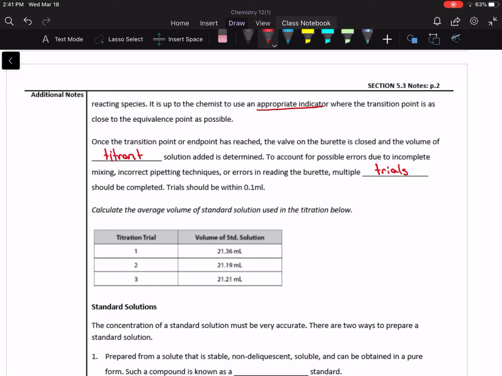So for example, in this data table, we would actually exclude the first trial because it is more than 0.1 mLs out from the other two trials. So the average volume of standard solution that I had added would actually just be an average of the second and third trial, which works out to 21.20 mLs.